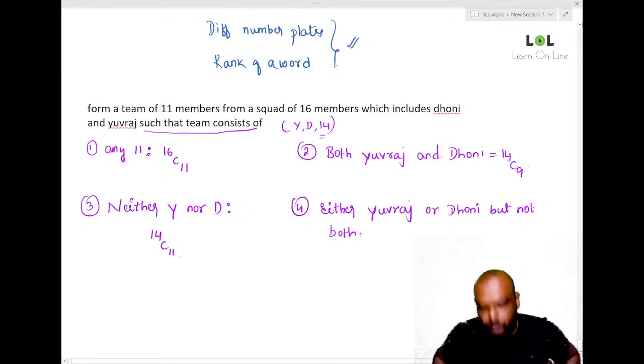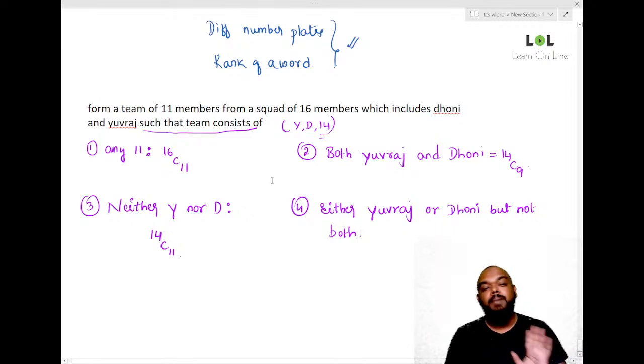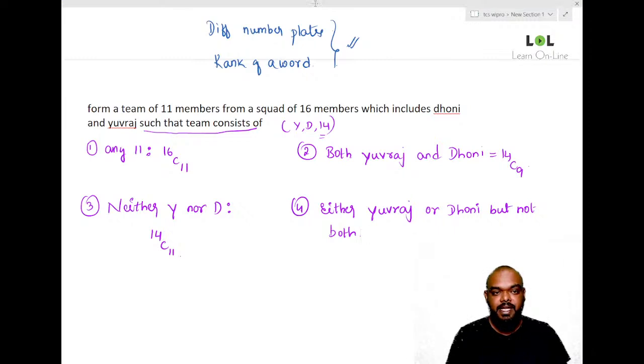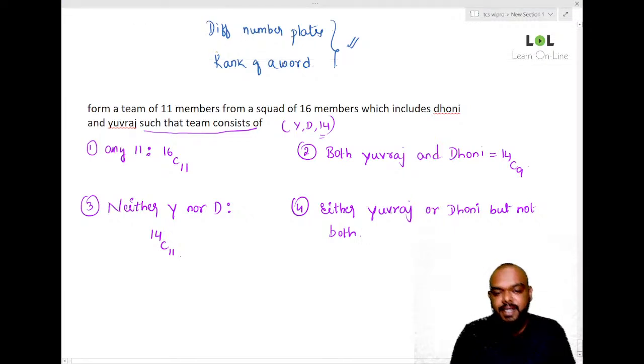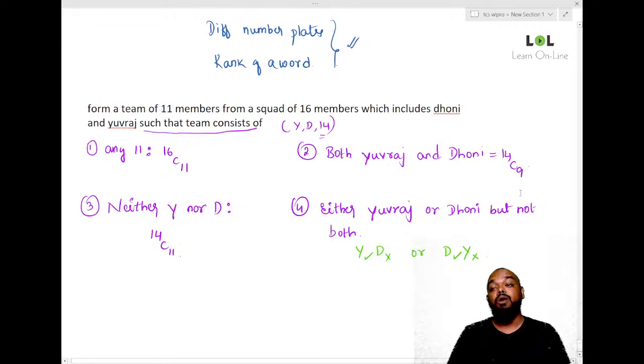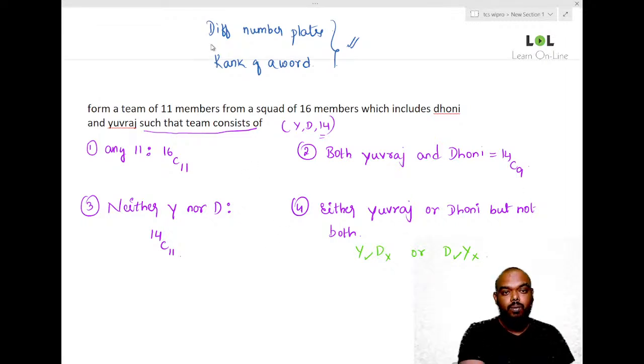Carefully, yeah. What does the question say? The team should have either Yuvraj or Dhoni, but not both of them. Both of them should not be there. Any one of them must be there. Observe carefully. So what is the condition here? It means if I have selected Yuvraj, then Dhoni must be rejected, or if I have selected Dhoni, Yuvraj must be rejected. This is the condition. Now look at the solution. What do we have?